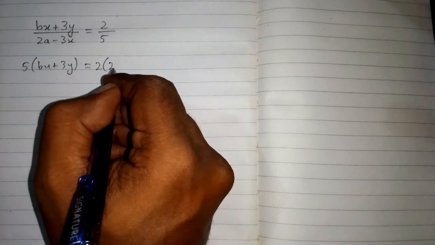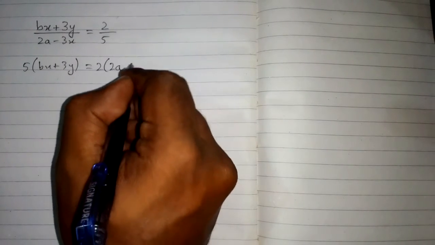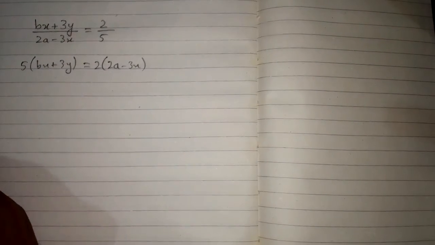And then we can see that 2a minus 3x is dividing on that side. So when we take it to the other side, this will be multiplied by 2. So we have 2 times (2a minus 3x). Now we will expand the brackets.